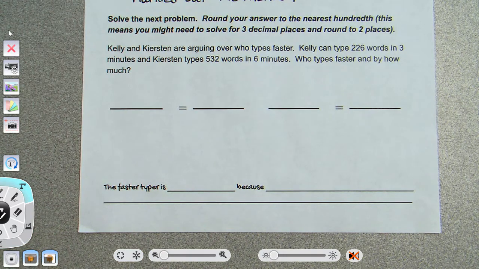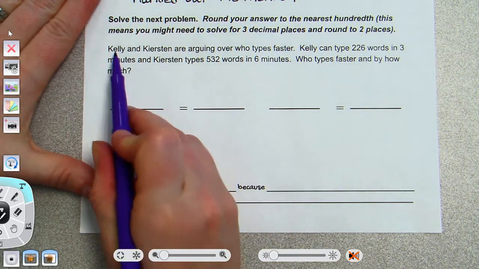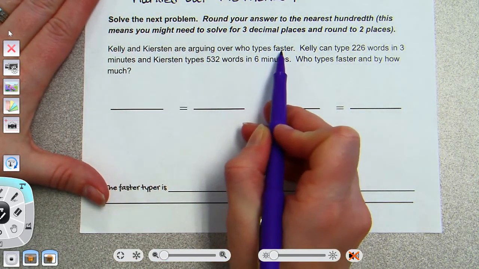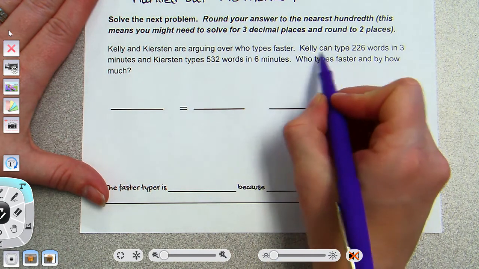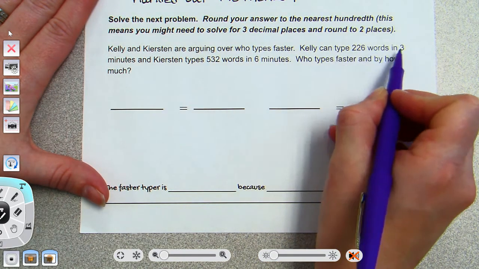Kelly and Kirsten are arguing over who types faster. Kelly can type 226 words in 3 minutes, and Kirsten types 532 words in 6 minutes. Who types faster and by how much? So I'm going to grab my purple and start marking. Kelly and Kirsten are arguing over who types faster. That's important, but I don't see any math words. Kelly can type 226 words in 3 minutes.